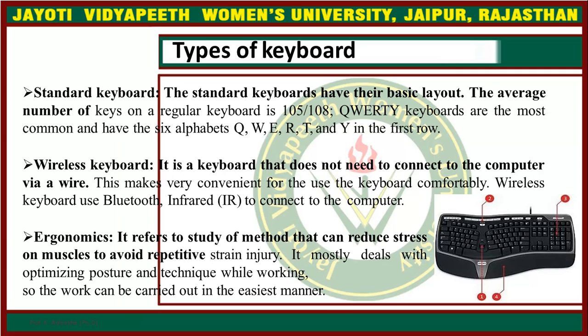Now come to the types of keyboard. First is the standard keyboard. The standard keyboard has the basic layout. The average number of keys on a regular keyboard is 105 or 108. QWERTY keyboards are the most common and have the six alphabets Q, W, E, R, T and Y in the first row.